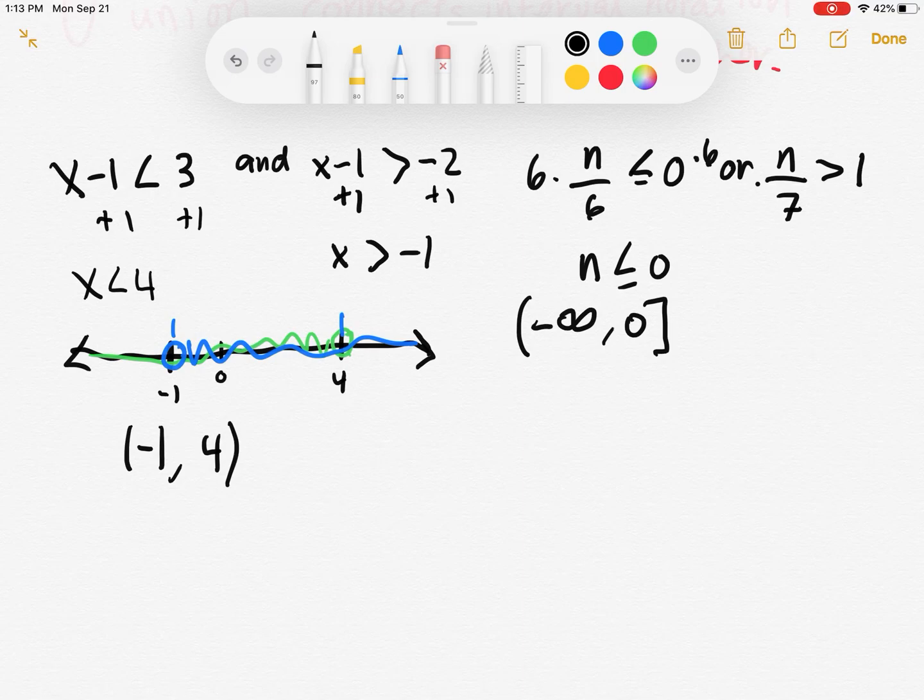Let's try the same thing over here. We multiply this side by 7, multiply this side by 7. We get n is bigger than 7. If we were to write that as interval notation, we'd get 7 to infinity. We use soft brackets because the 7 is not included. To finish out the problem, we have to connect them together.